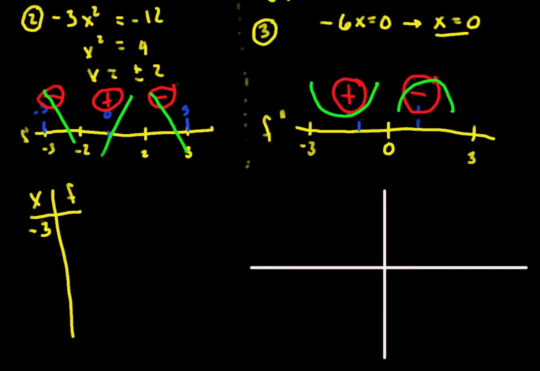I've got -3 is my endpoint, -2 is a critical value, 0 is a point of inflection, 2 is another critical value, and then +3 is an endpoint. So putting that together, let's just remind ourselves what the function is since it's written way above. It's negative x cubed plus 12x minus 12. And if I put -3 in there, I get a -21.